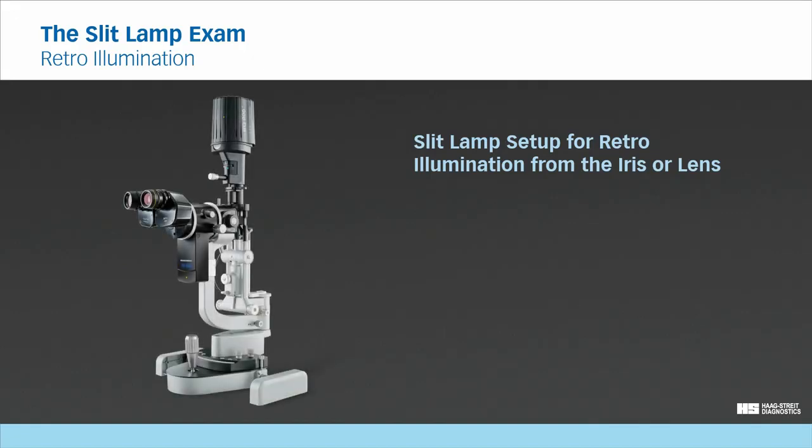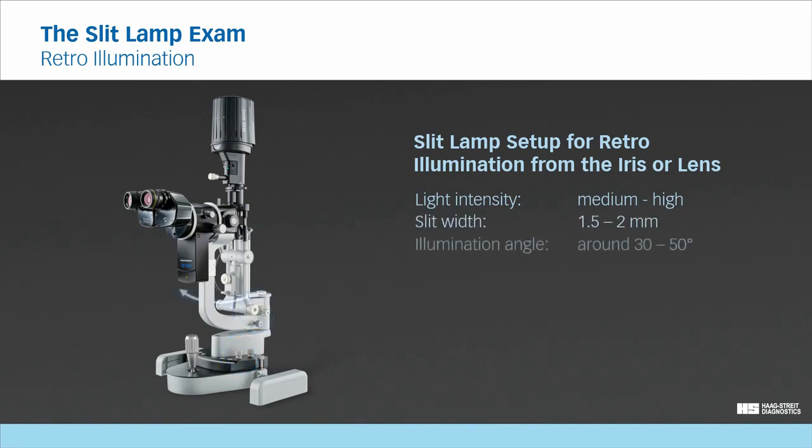To set up the slit lamp for the examination with retroillumination from the iris or crystalline lens, choose a medium to high light intensity and a slit width between 1.5 and 2 mm. Set the illumination angle between 30 degrees and 50 degrees. Choose a magnification of 16 times to 40 times. Initially start at low magnification and then augment as needed.